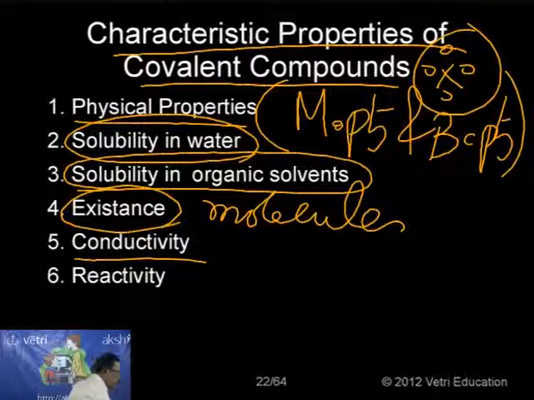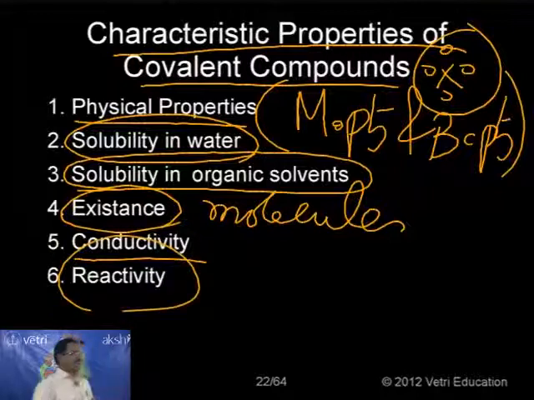Now, coming to the reactivity. Generally, reactions involving covalent compounds are low in reactivity. The speed will be less, because the species or molecules involved generally react slowly, compared to ionic compounds, which are faster. So, generally, covalent compounds have lower melting and boiling points.